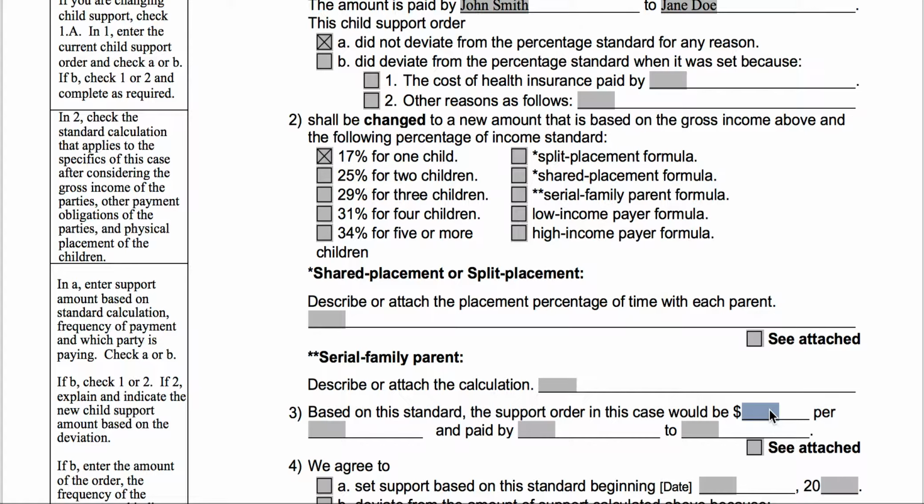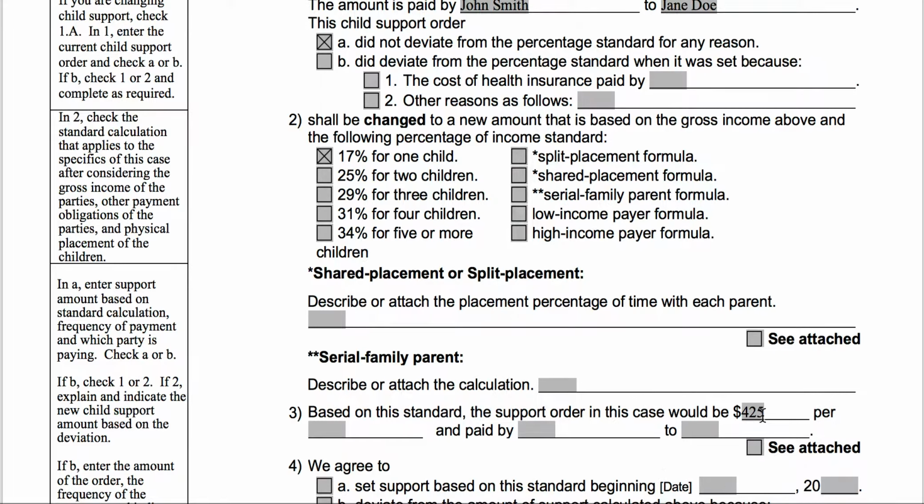And that would go on this line here, because we're telling them this is what the equation would say I owe right now. Now, don't worry, some people panic and think the court's going to order this. Right now, we're just telling them what the standard says it should be. This isn't the number you're agreeing to.